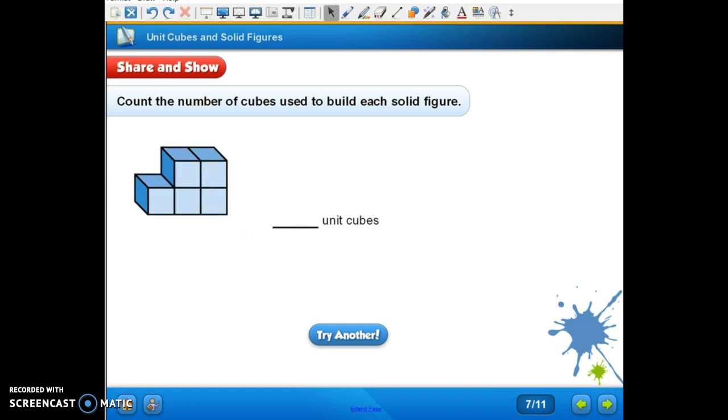Okay, this is number 5. This one is, again, pretty simple. You can see all the cubes. How many cubes are in this one? 5.